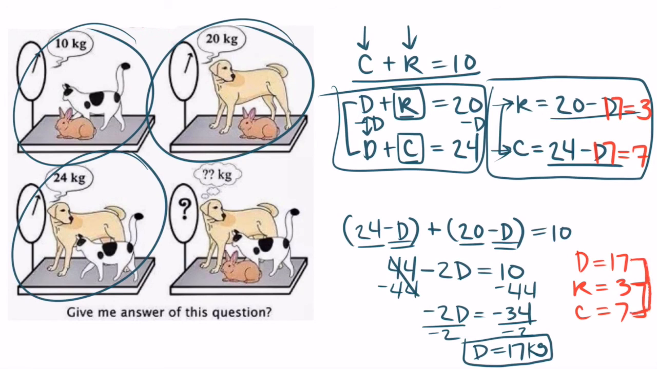So then the last part is finding out how much they all weigh together. So we're just going to add them up. 17 plus 3 is 20, plus 7 gets us an answer of 27 kilograms. Right? Because I had those equations, it made it nice and easy to solve. I didn't have to guess and check a bunch of times. I just had a system to get the answer.